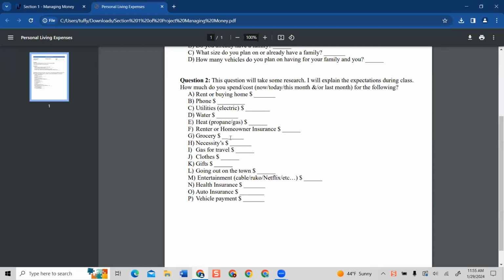So you figure it out. You may have to go to Walmart, and if someone else buys the groceries, calculate how much those things cost, or if you eat at McDonald's every day, whatever you do, you can calculate how much per month you spend. Necessities, we all have necessities. We need soap, shampoo, tissue, whatever it may be. So figure out how much per month you use.